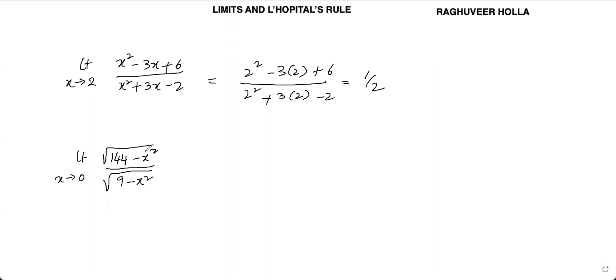Now let us look, can we apply this? If you look at this, when I substitute x equal to 0, we get root 144 divided by root 9. So we need not apply L'Hopital's rule here. This is 12 by 3, which is 4.